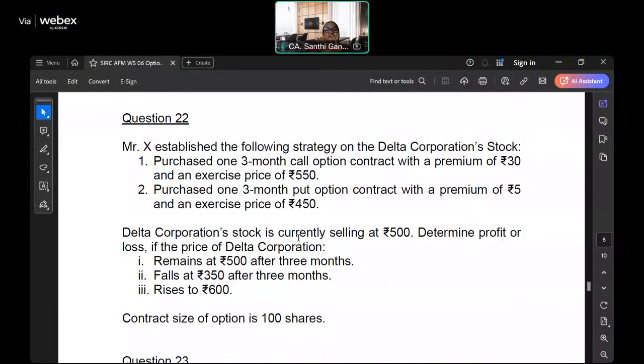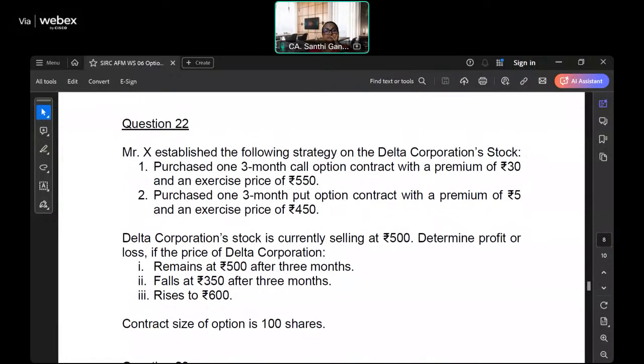So let us try this problem. Contract size is 100 shares. Mr. X established the following strategy on Delta Corporation stock. Purchased 1 month call option, premium given. Purchased 1 month put option, premium given. Call option exercise price is 550. Put option exercise price is 450. Delta Corporation stock is currently selling at 500.